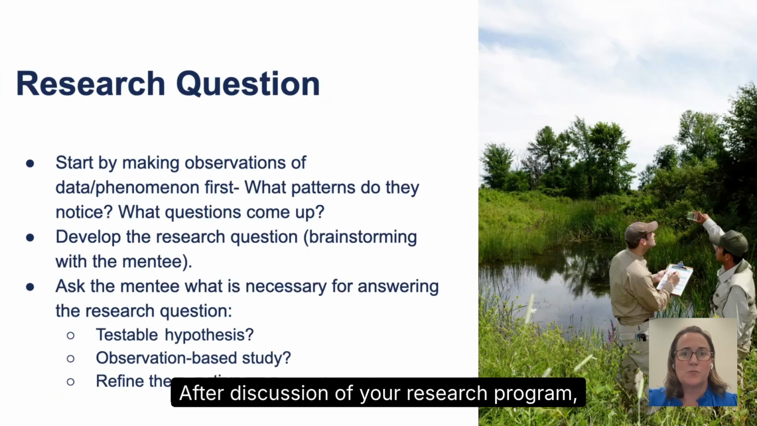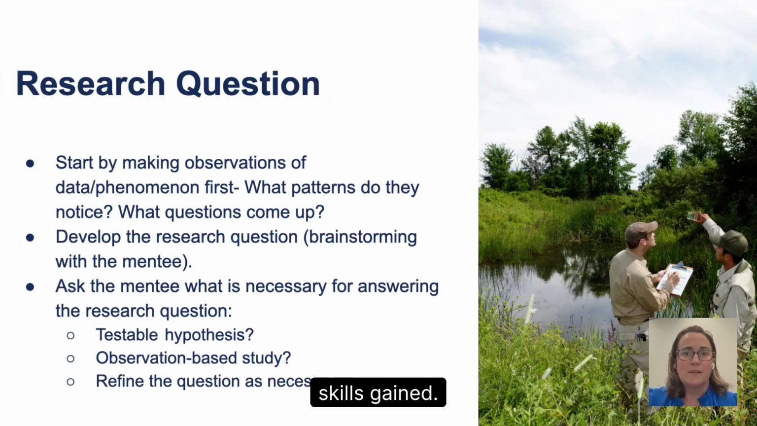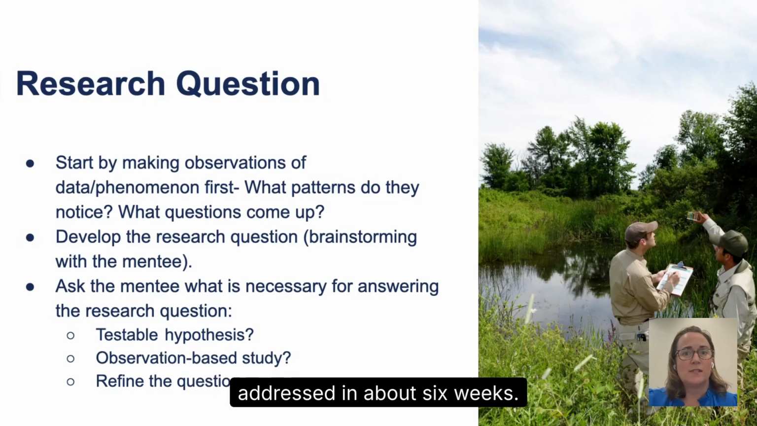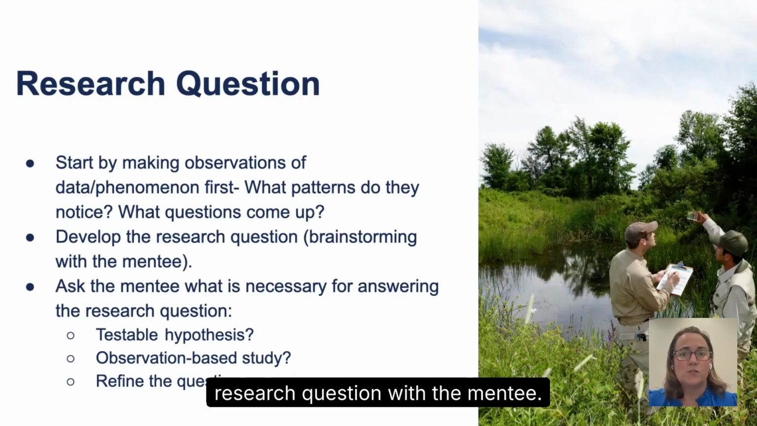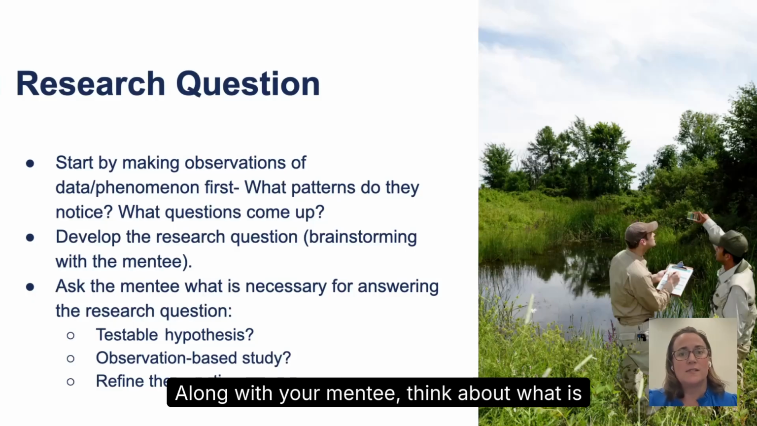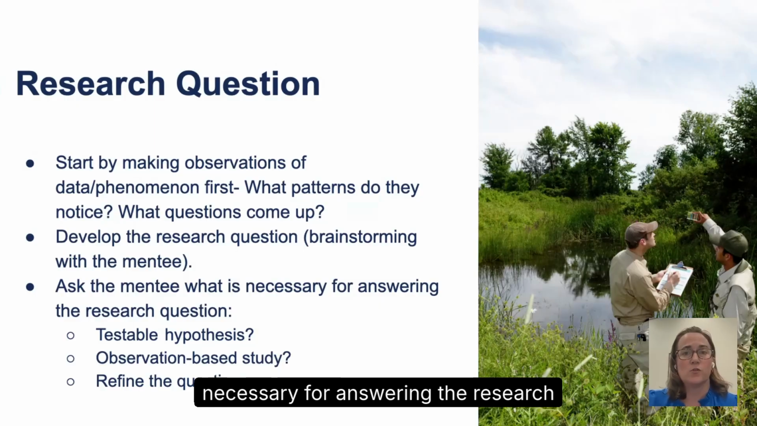After discussion of your research program, student and mentor goals, and anticipated skills gained, develop a research question that can be addressed in about 6 weeks. Start by making observations of data and/or phenomenon first. Use brainstorming techniques to develop a research question with the mentee. Along with your mentee, think about what is necessary for answering the research question.